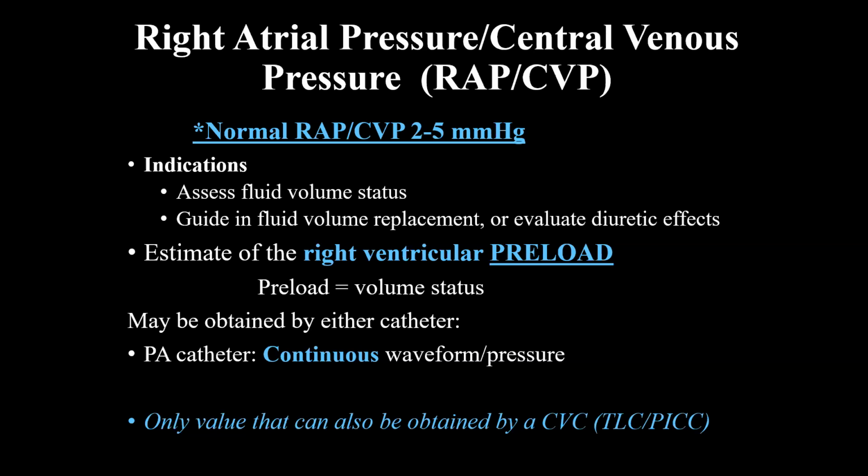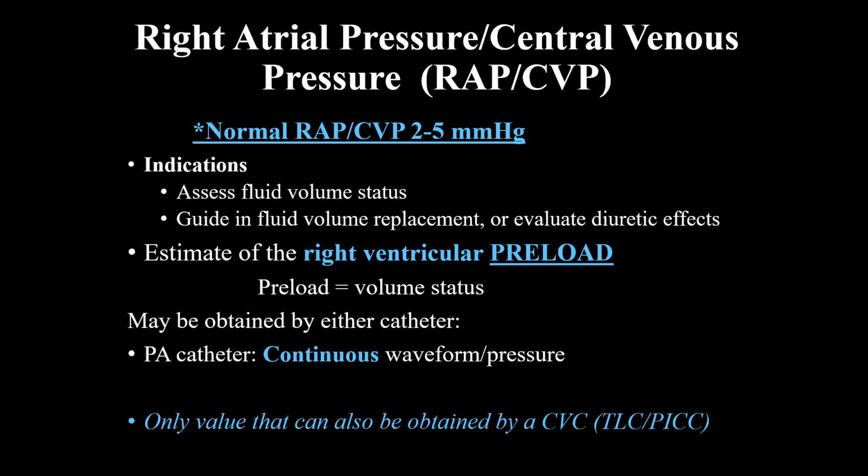You can get this with the Swan as well, okay? Because there's a port in the Swan called the right atrial port. So yes, do you need to know these numbers? 100% yes. So a normal right atrial pressure CVP is 2 to 5. And this reflects, I have it right here in capitals, the right ventricular preload. So this number, hence why it's called right atrial pressure, reflects preload on the right side of the heart.